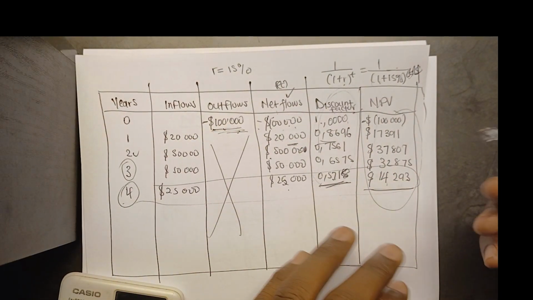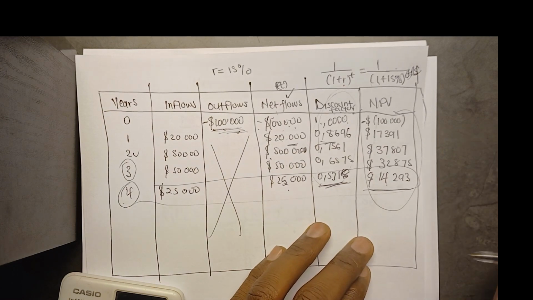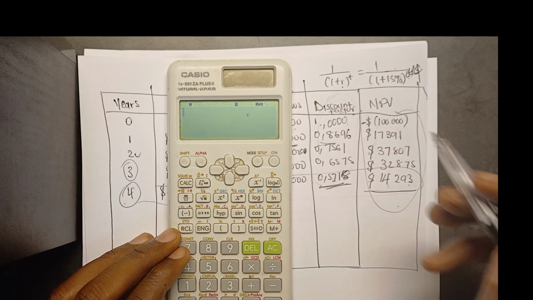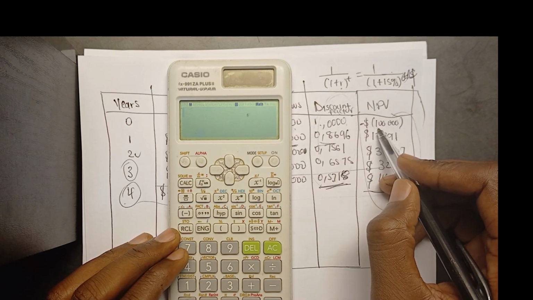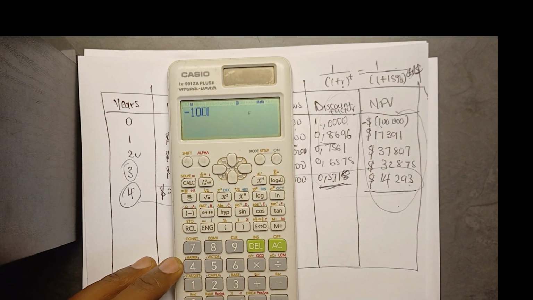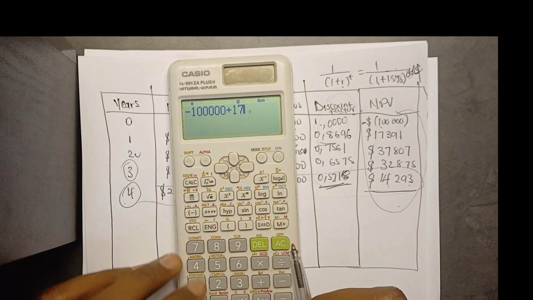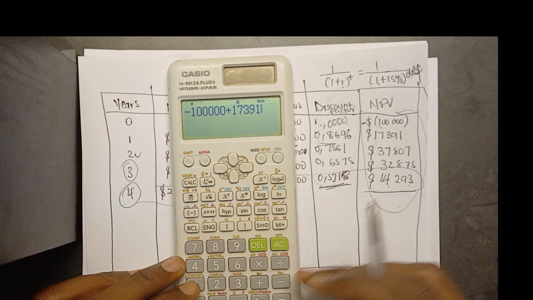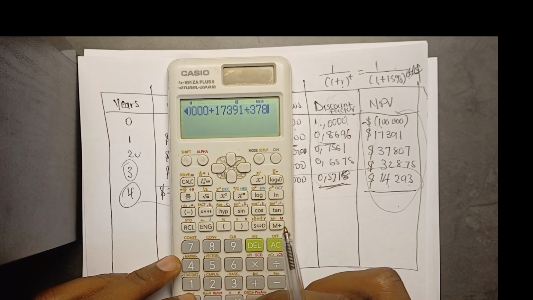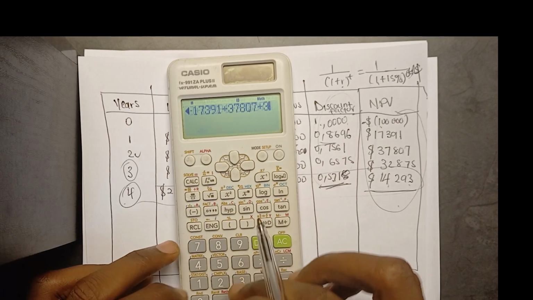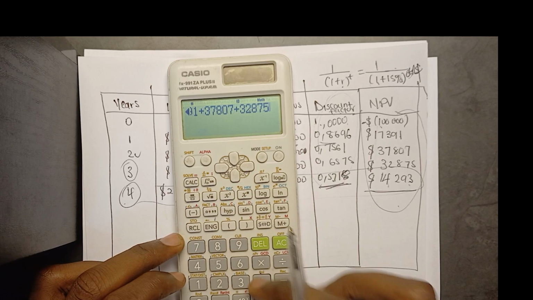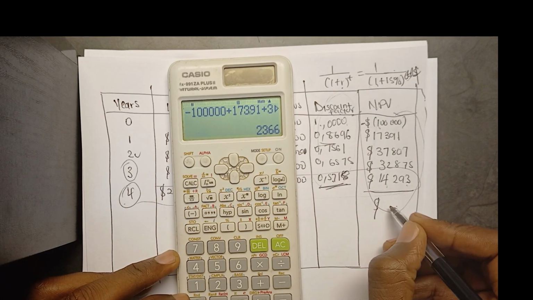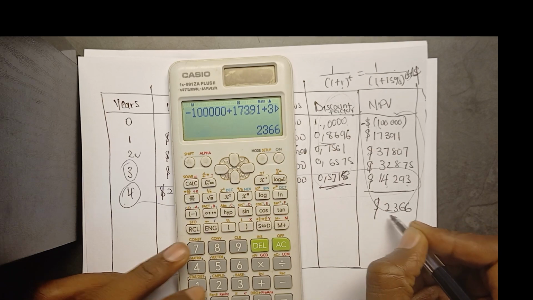Then we have to get our total NPV. So that means we're going to calculate this, and this. Then we get our total. But don't forget that 100,000 is our initial investment. So that means it's negative. Negative 100,000 plus 17,391 plus 37,807, then plus 32,875 plus 14,293, right? So the total is actually 2,366, right? And it's positive.